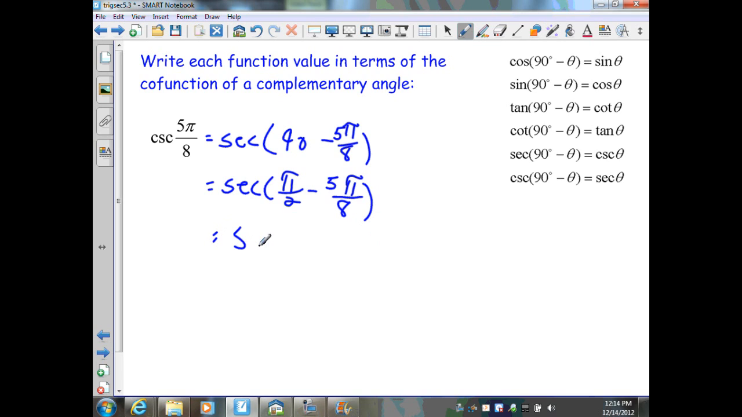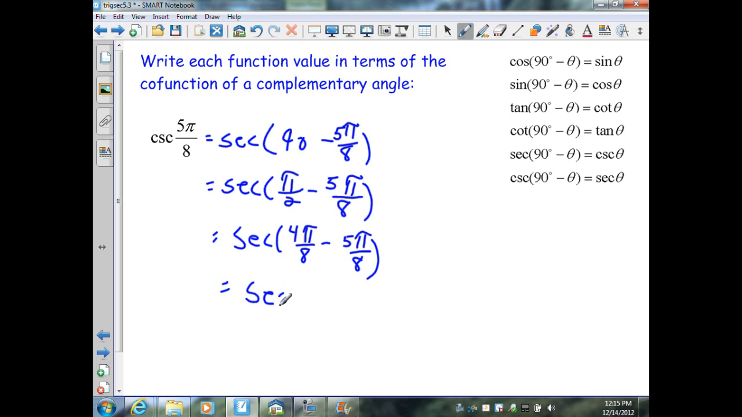To simplify, just find a common denominator, which is going to be 8. Multiply the top and bottom by 4. Gives me 4 pi over 8 minus 5 pi over 8. And when I simplify, that gives me the secant of a negative pi over 8.